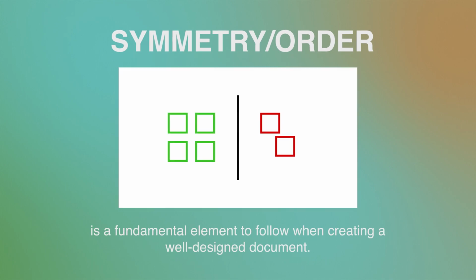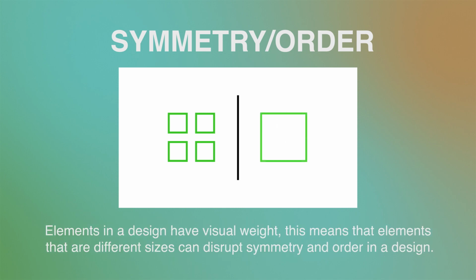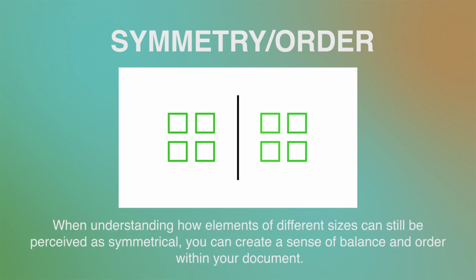Symmetry and order is a fundamental element to follow when creating a well-designed document. It is important to create balance and order in a document because we generally prefer when a design is made up of equivalent parts that combine to make a whole. Elements in a design have visual weight. This means that elements that are different sizes can disrupt symmetry and order in a design. When understanding how elements of different sizes can be perceived as symmetrical, you can create a sense of balance and order within your document.